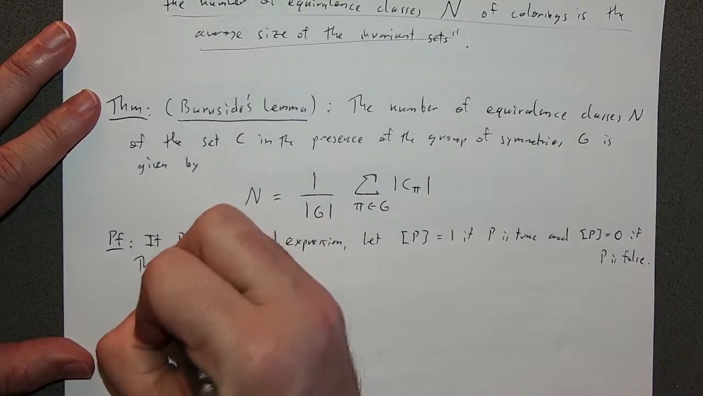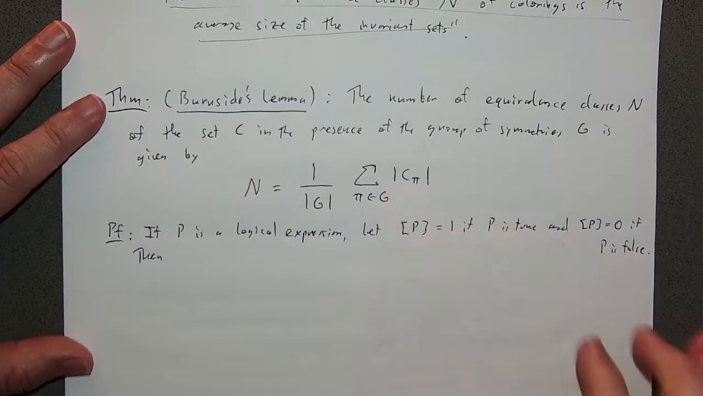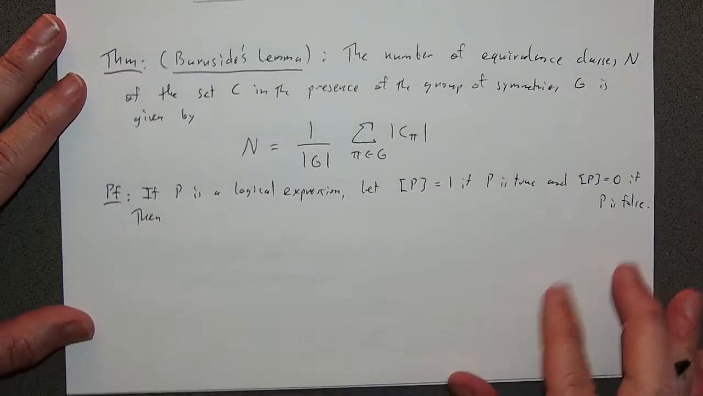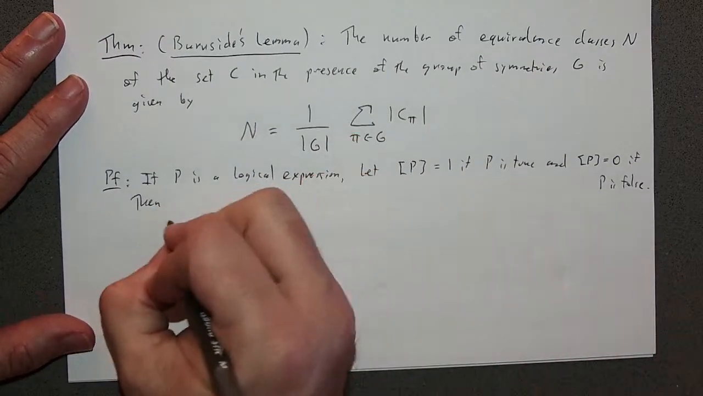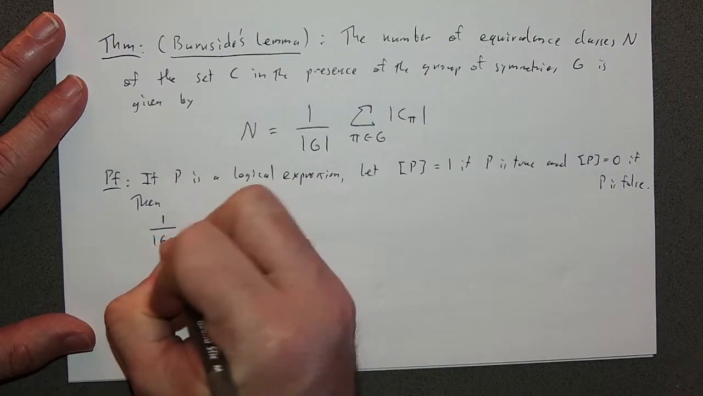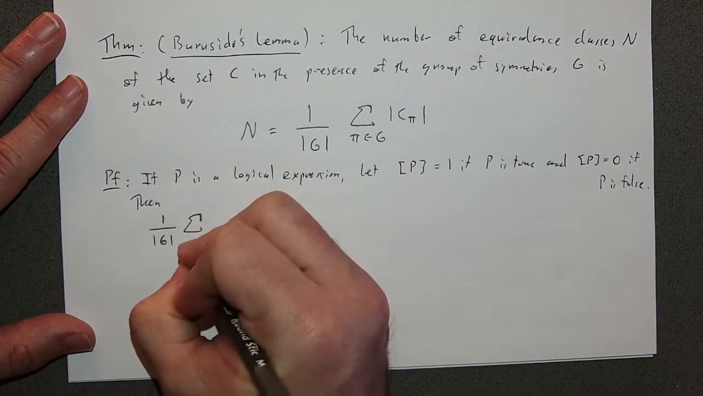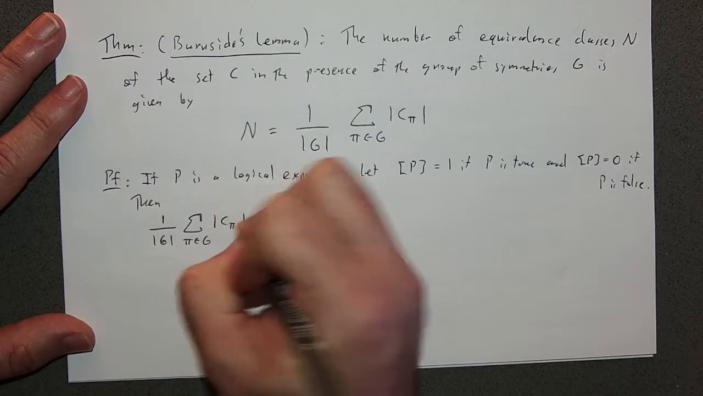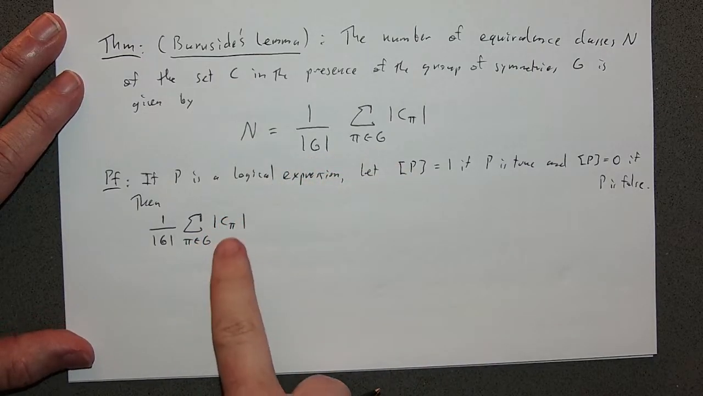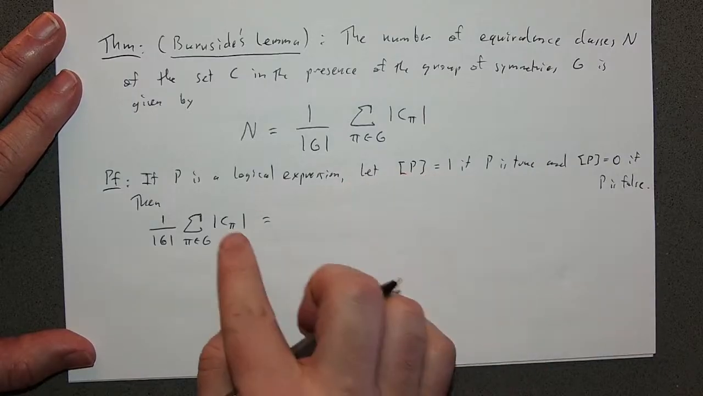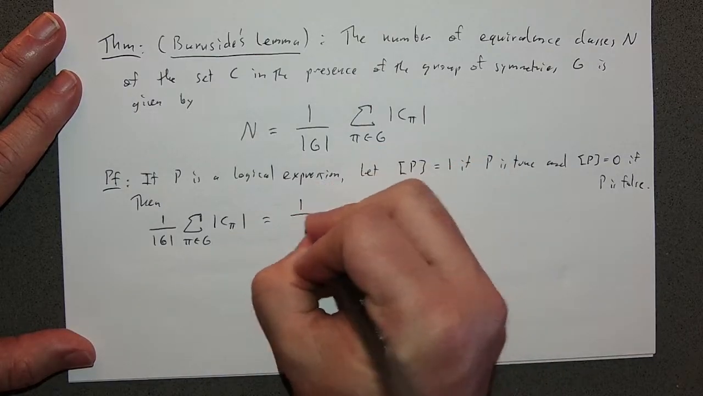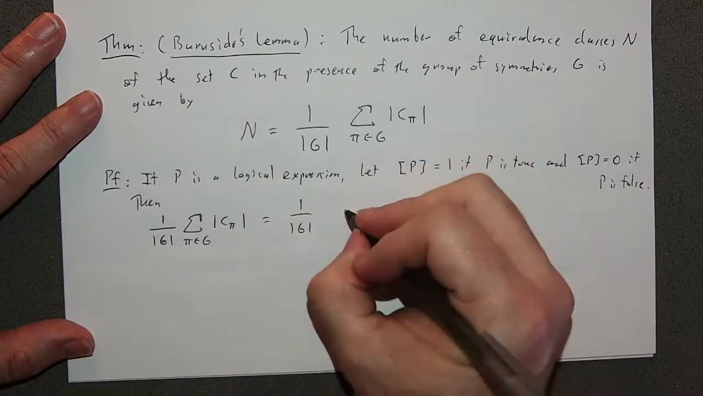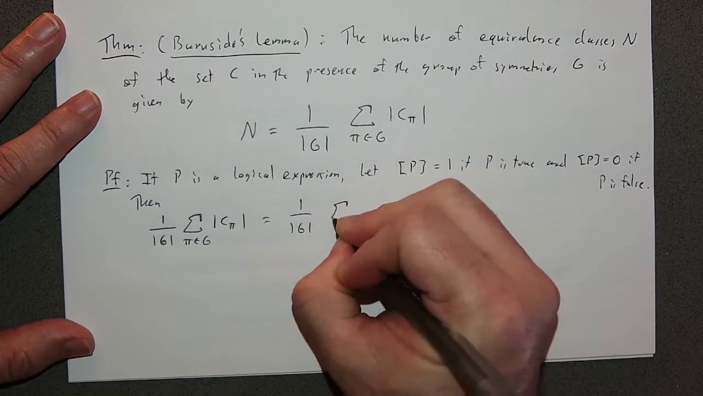Then let's start with this expression on the right and come up with a way in which it's actually counting the number of equivalence classes. So the expression on the right is 1 over the size of the group G times the sum over permutations in G of the sizes of the invariant sets. Going to rewrite this as the sizes of the invariant sets. So this is going to be 1 over the size of G times, we can rewrite this as a double sum.